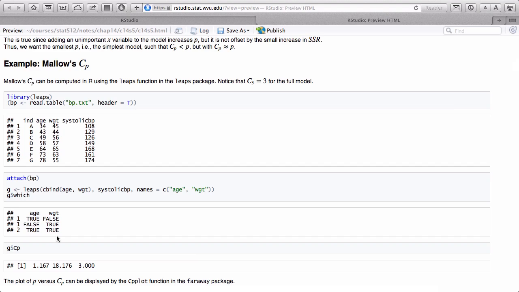Now, we already know that weight's not significant. But notice what happens. When age is in the model but not weight, my CP is small. It's 1.167. And in that case, P is 2 because I have age and the intercept. So I'm below 2 and small. But if I put weight in but delete age, it's 18.167, which is not good. In other words, if I only had weight in the model but not age, I get a very poor fit.